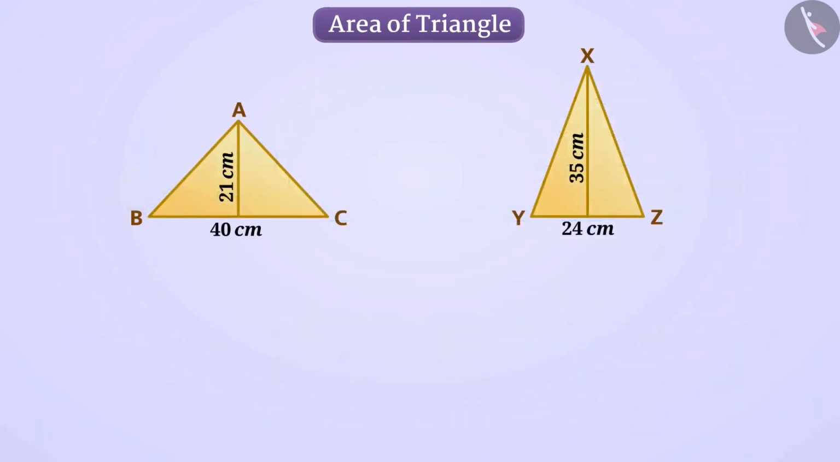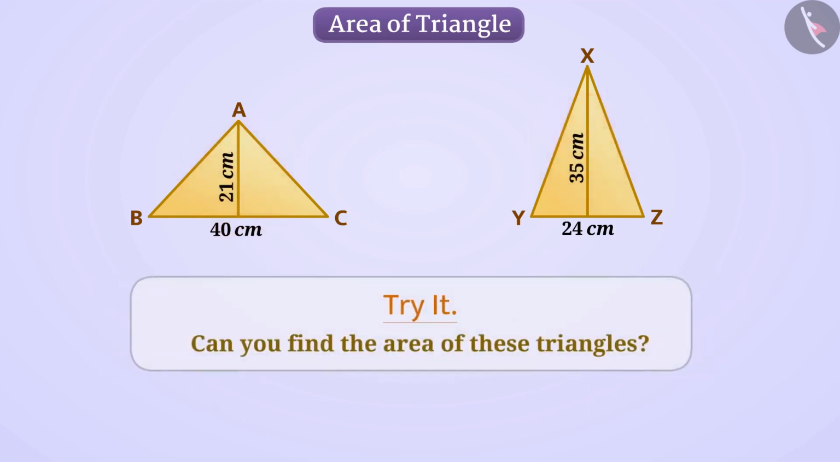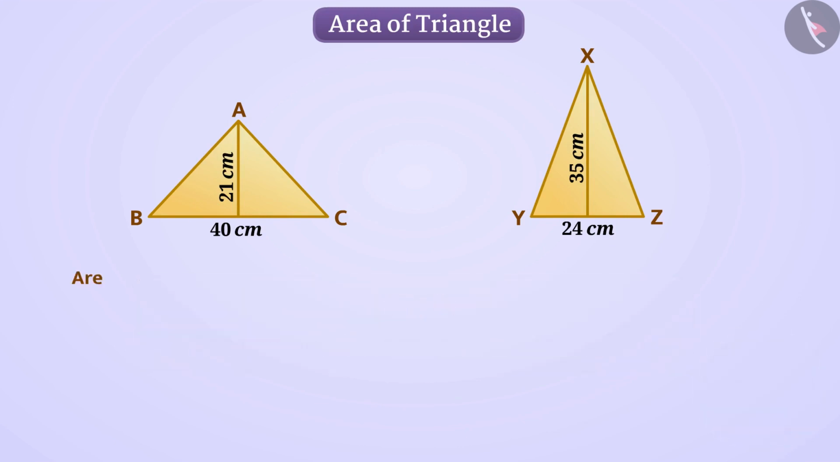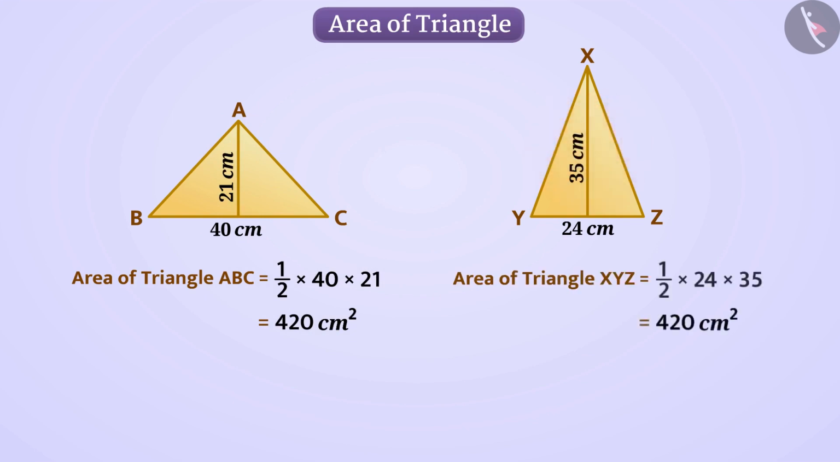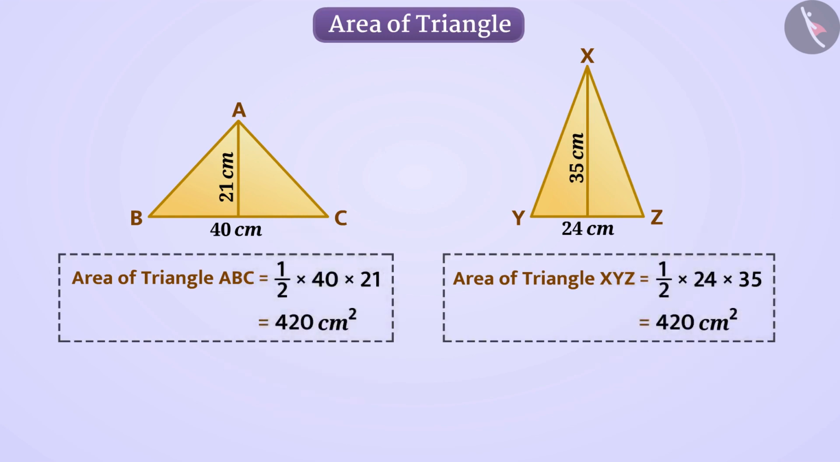Now look here, two triangles are shown here. Can you find the area of these triangles? Try it. Area of triangle ABC is equal to 420 square centimeter. Similarly, the area of triangle XYZ is also equal to 420 square centimeter. Here, the area of both triangles is equal. Can we say that they are congruent? Think.